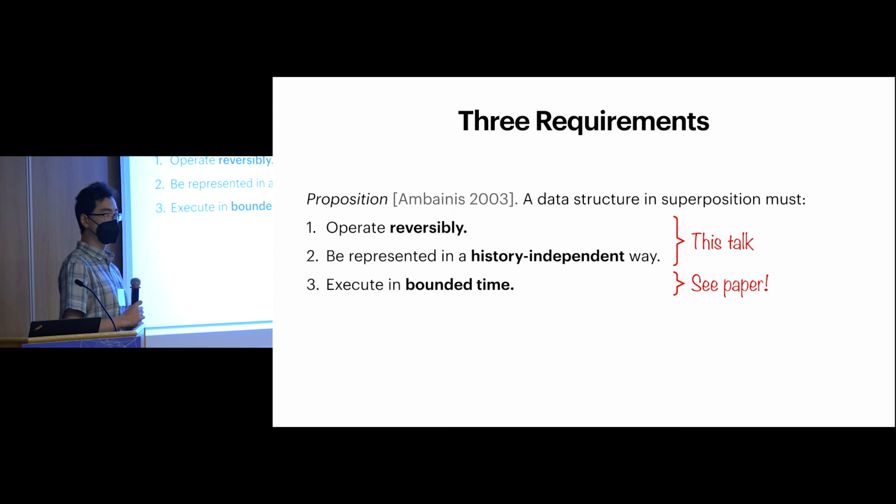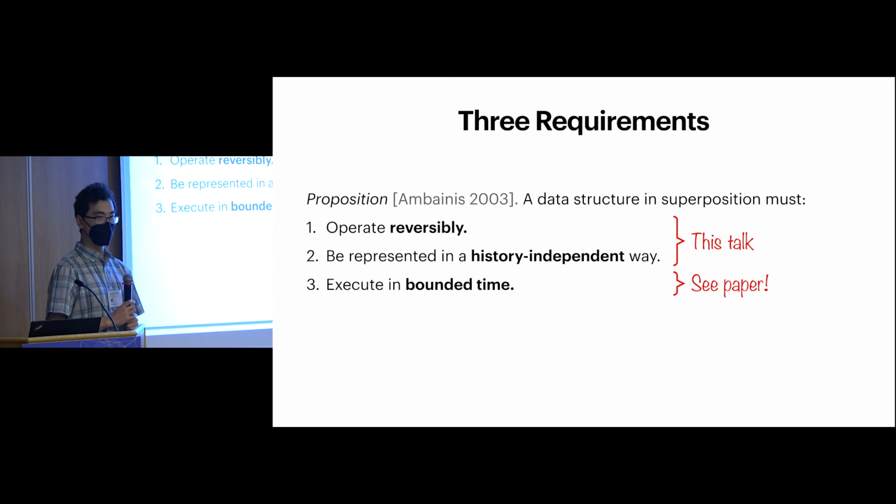Cool. So if you've been paying attention, you've noticed that we've covered the first two requirements here. The third requirement is going to be explained in the paper. I sadly don't have time to talk about it today. It's not as interesting as the other two. Briefly, what we do in Tower is we have a type system that classically bounds all of the possible recursion depths of the functions, which ensures that all of our functions can compile to bounded size quantum circuits.